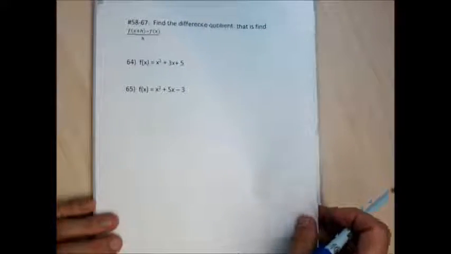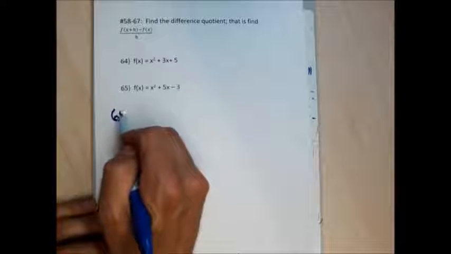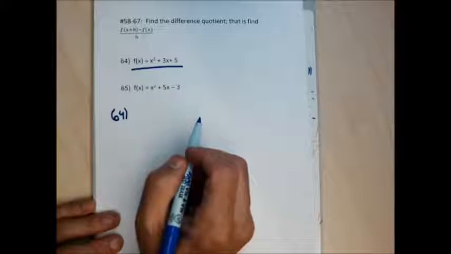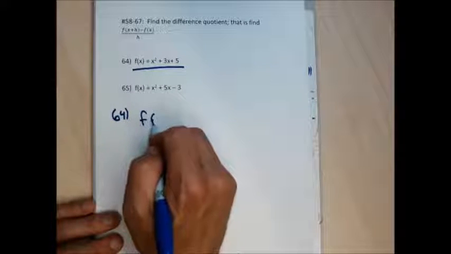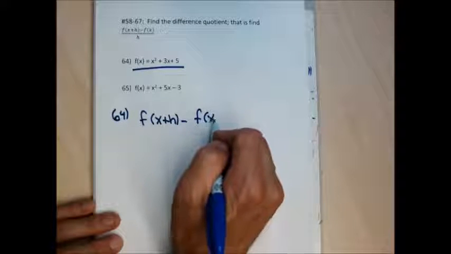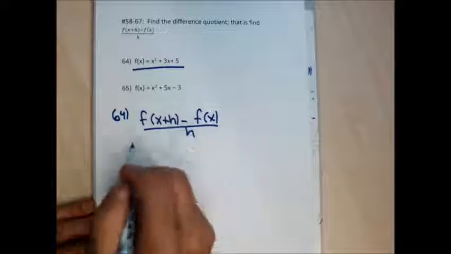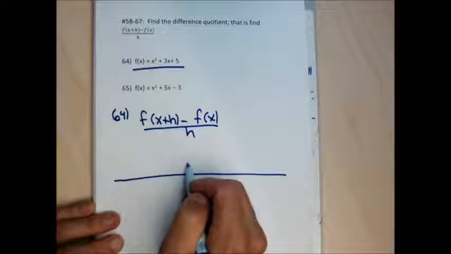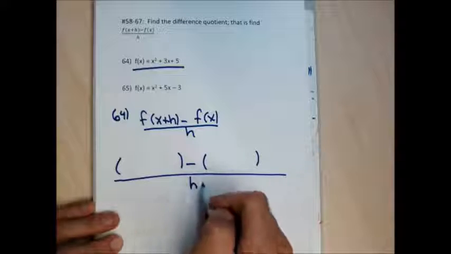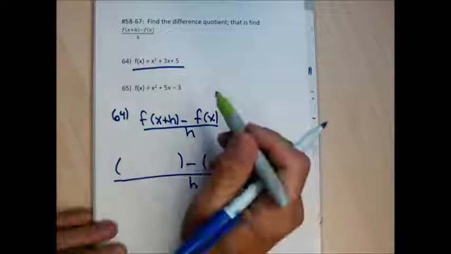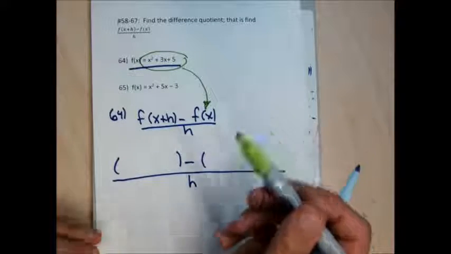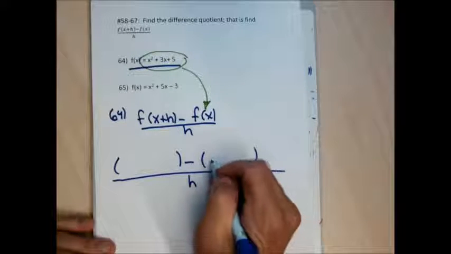So I'm going to do 64, and for 64, the function is x squared plus 3x plus 5, and I need to find f of x plus h minus f of x over h. To do that, I'm going to form a fraction that has a minus sign in the numerator, and on either side of that minus sign, I need to fill it up with stuff that's fitting the problem. For the f of x, I'm going to change that parentheses to x squared plus 3x plus 5.